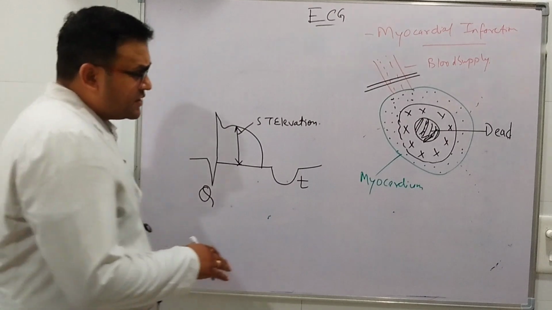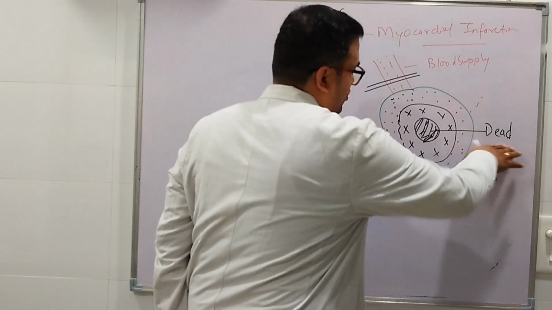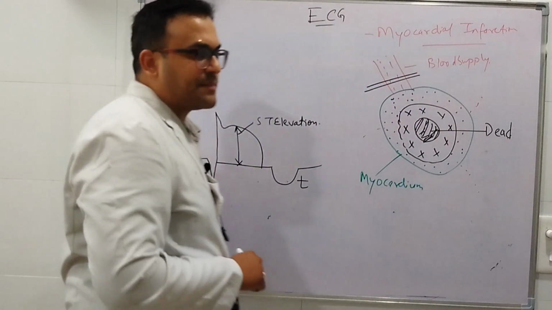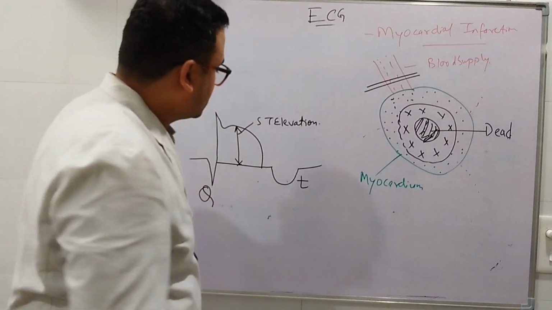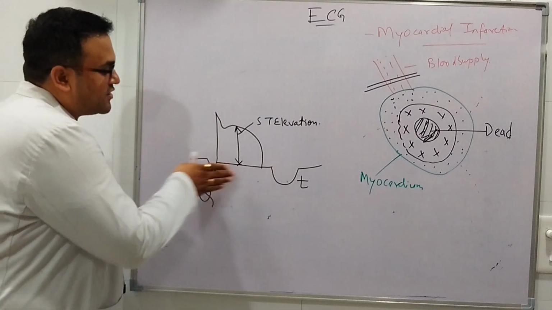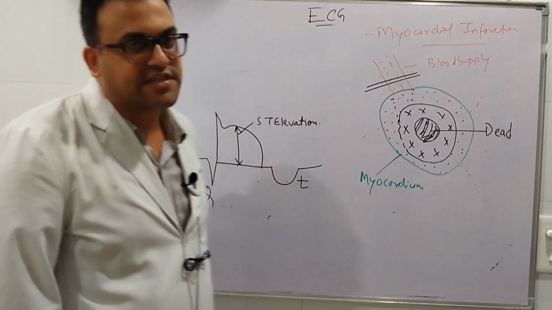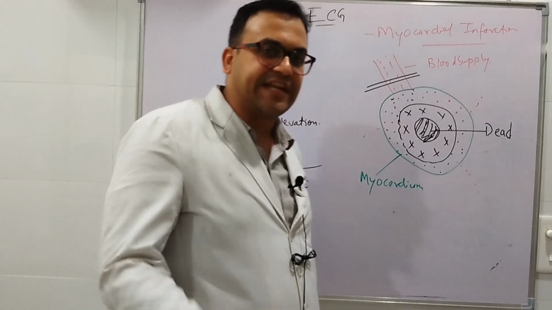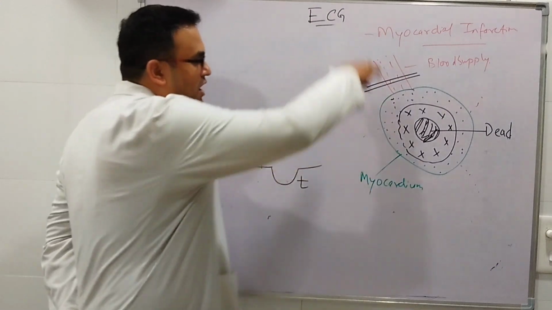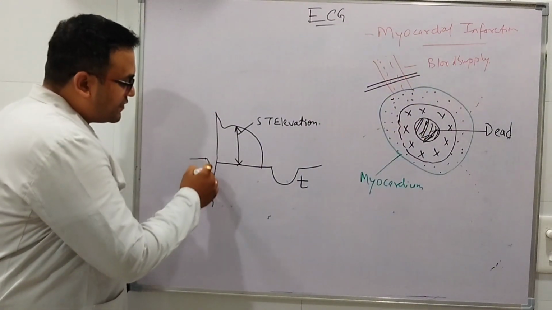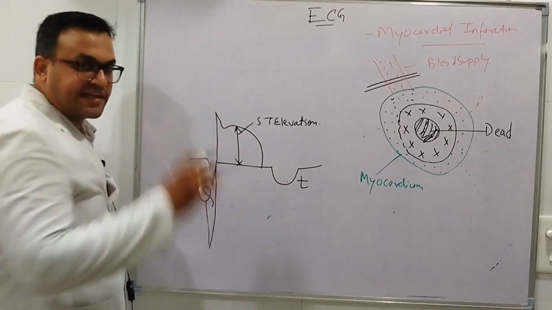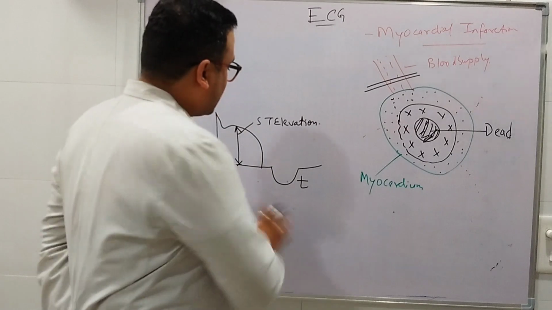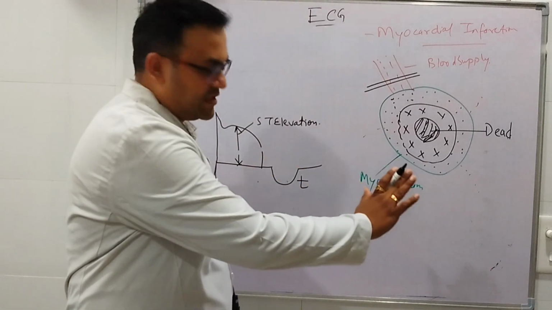So if there are no dead cells, it means just now MI has happened, 15 minutes, 20 minutes, 30 minutes. Q wave will not be there. There will be just ST elevation. And if the MI is old, 2 days, 3 days, and you have not given the circulation, there will be a big Q wave. All the soldiers are dead. The ST segment, there are no injured soldiers now. The ST segment will be normal.